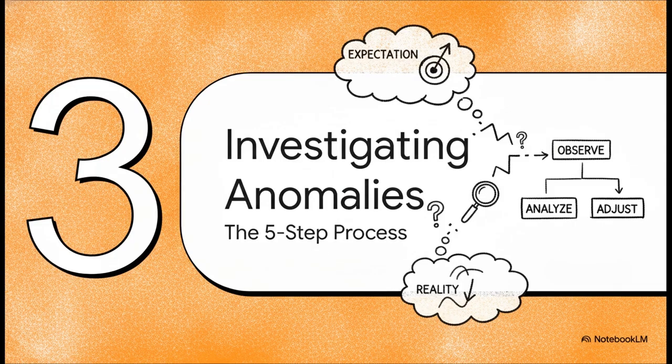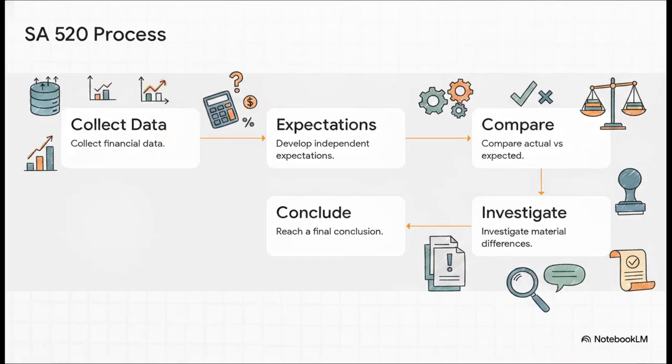Section 3. Investigating Number Anomalies. Knowing the steps to take when expectation doesn't match reality is a make or break skill. So here is your core SA 520 methodology, step by step. Step 1, you collect the data. Step 2, you develop an independent expectation. So for example, you estimate the interest expense yourself by just multiplying the loan amount by the fixed interest rate. Step 3, you compare your expected number against the actual recorded number.